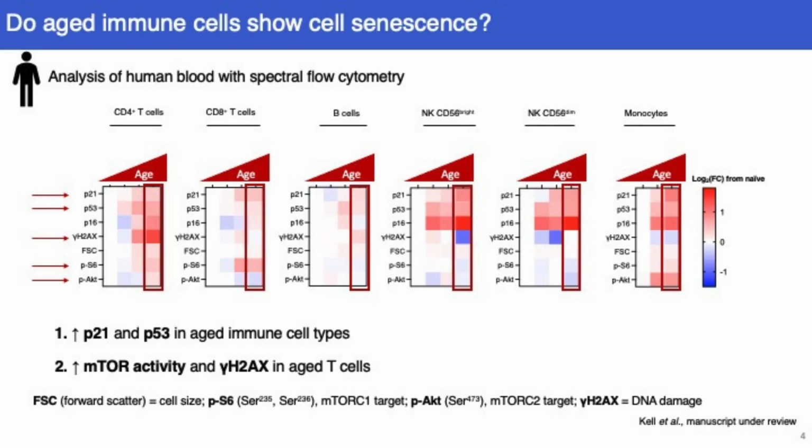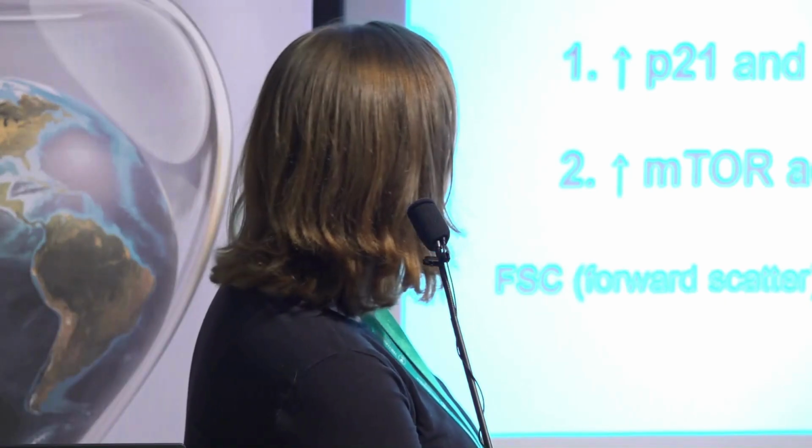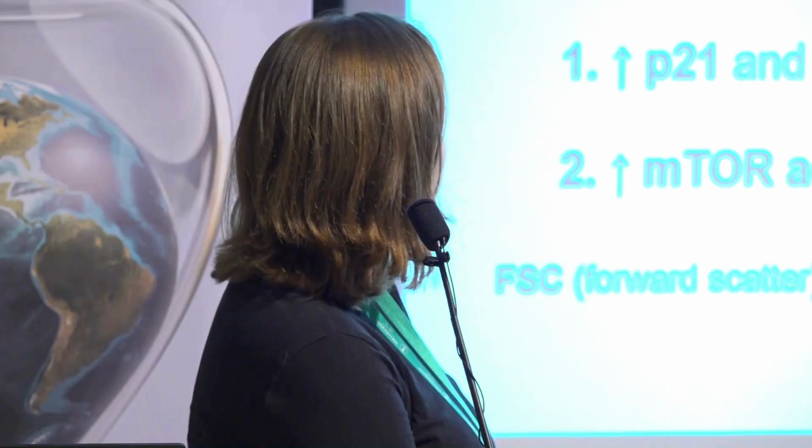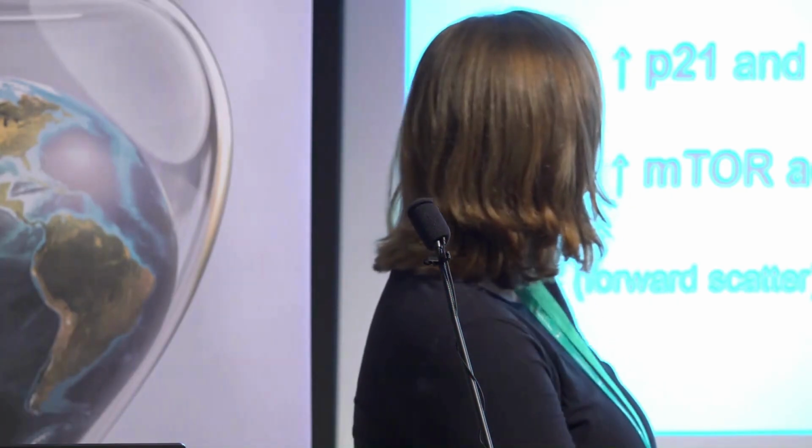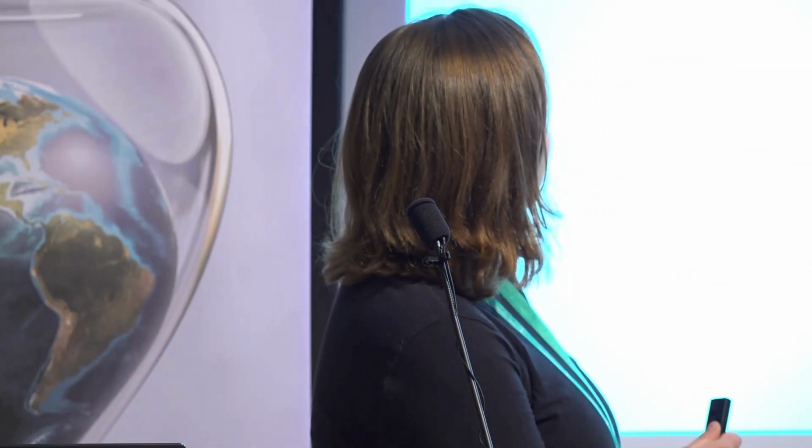Particularly, we saw that P21 and P53 were increased in aged immune cell types, and these are markers that we know are particularly enriched in DNA damage-induced senescence. And also that mTOR activity was increased, particularly in these T cells. And that was also the case with gamma-H2AX, so DNA damage. So that was very interesting to us.